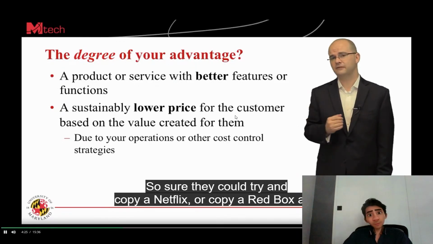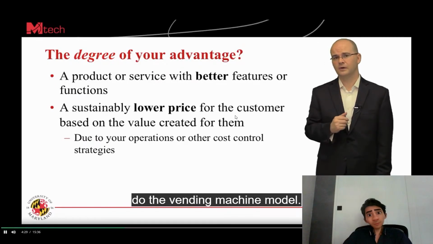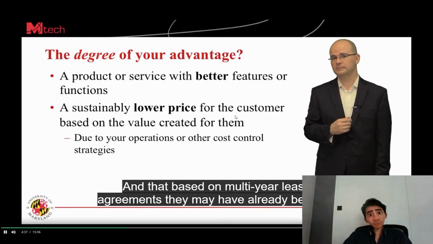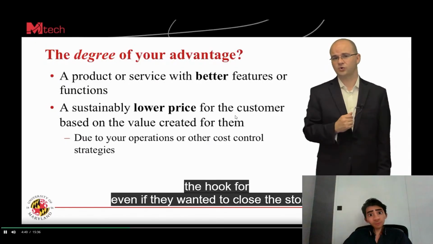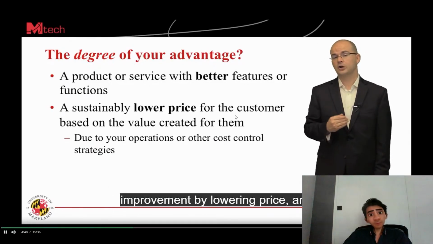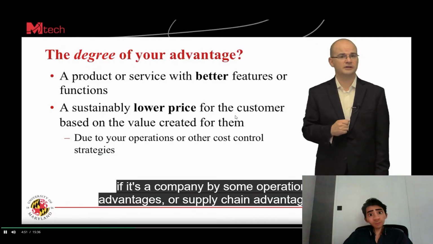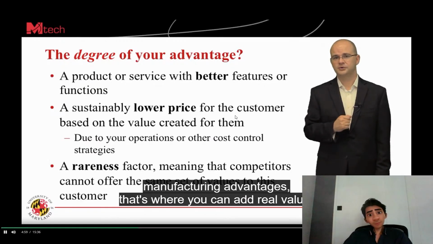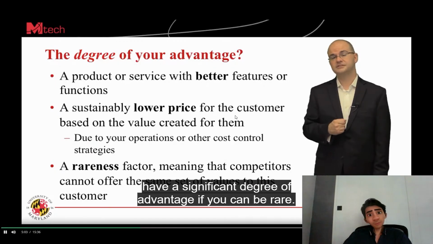So sure, they could try and copy a Netflix or copy a Redbox and do the vending machine model, but that did not necessarily replace all of the expenses that they were already incurring, and that based on multi-year lease agreements they may have already been on the hook for, even if they wanted to close the stores. So what we see with that is where there is opportunity to bring a degree of improvement by lowering price, and if it's accompanied by some operational advantages, or supply chain advantages, or manufacturing advantages, that's where you can add real value.